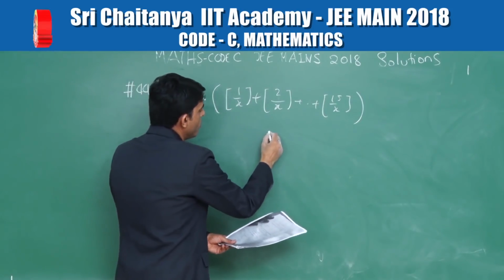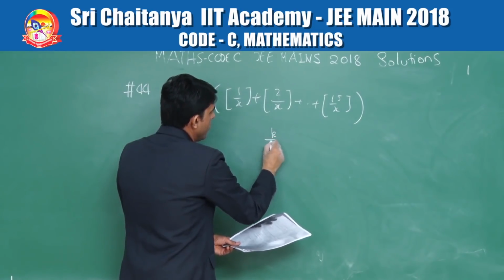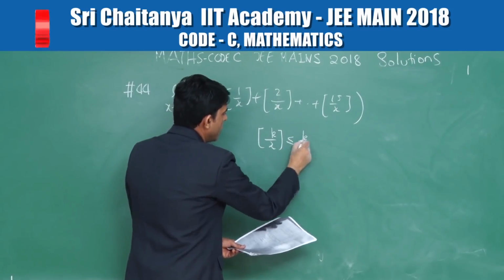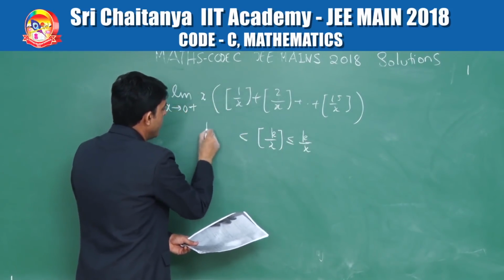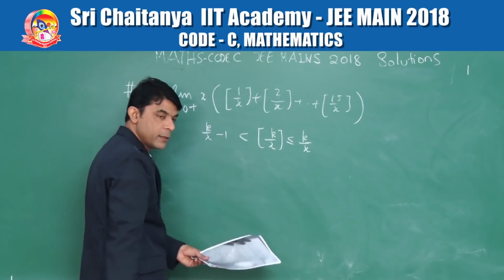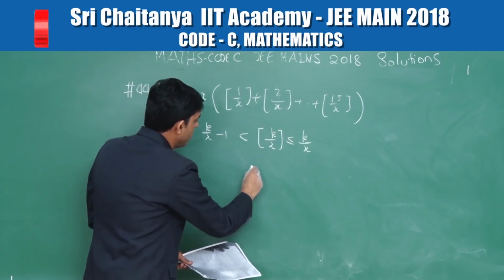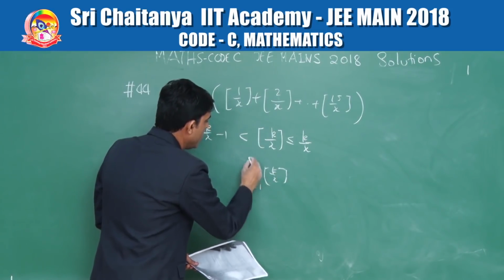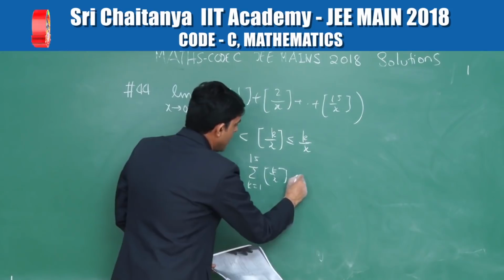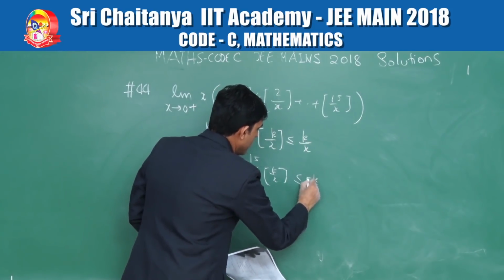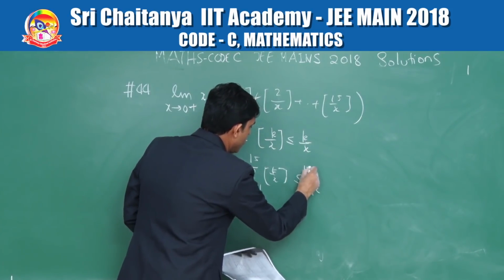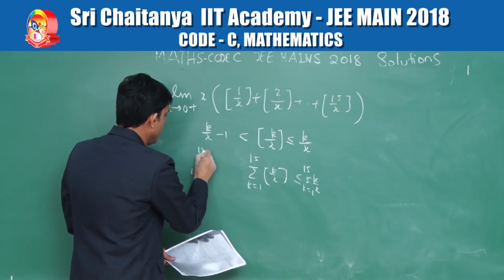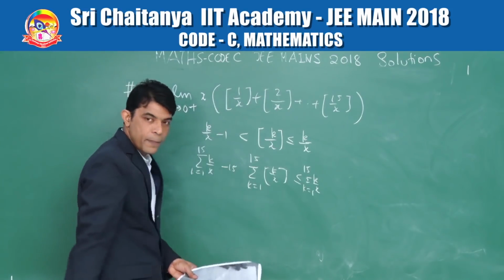So we use k over x. The integer part of k over x is less than or equal to k over x, and the left side is k over x minus 1. Let's sum it all from k equals 1 to k equals 15. That gives you sigma k equal to 1 to 15 of k over x, and sigma k over x, k equal to 1 to 15, minus 15.